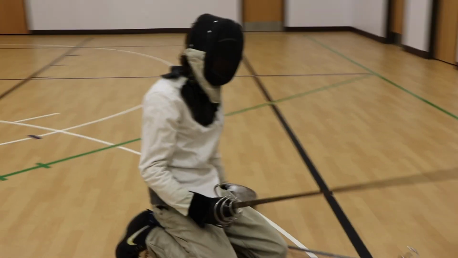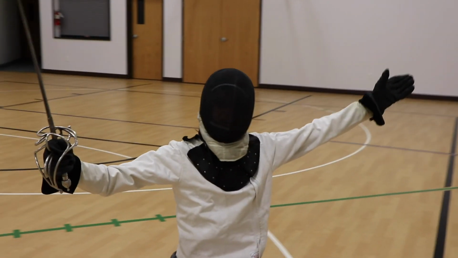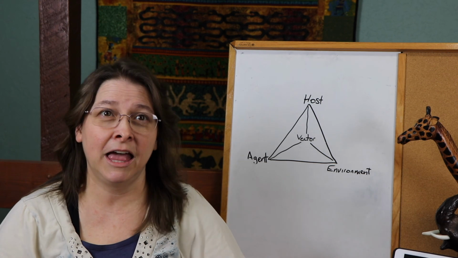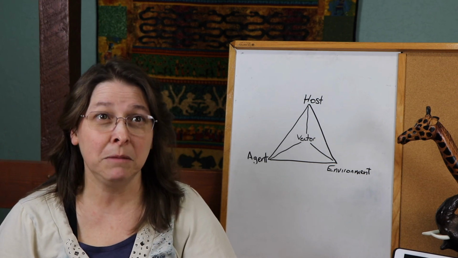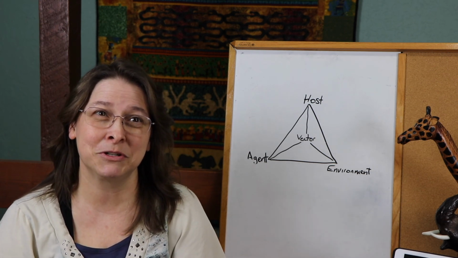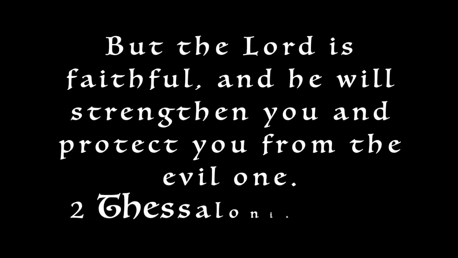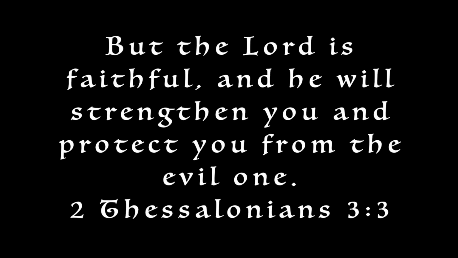There are so many analogies of our battle with the enemy in these fencing bouts. I've only given some. There are many more, especially in that last bout as the taunting begins and the trapping of the rapier. Maybe you can share some of the analogies and scriptures that came to mind as you watched our fencing fight. But the Lord is faithful, and He will strengthen you and protect you from the evil one. 2 Thessalonians 3:3.